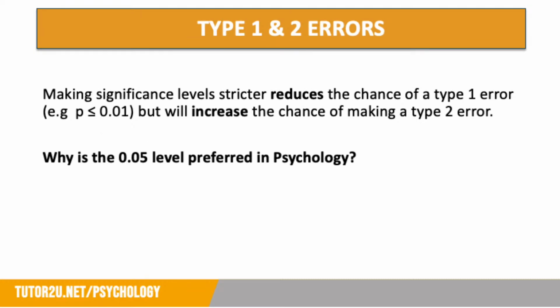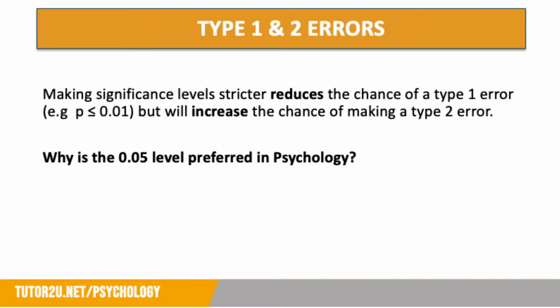If we move forward a little bit and talk about this: if we make our significance level strict, we can reduce the chance of a type 1 error. But if we increase it too much, we get the chance of making a type 2 error.